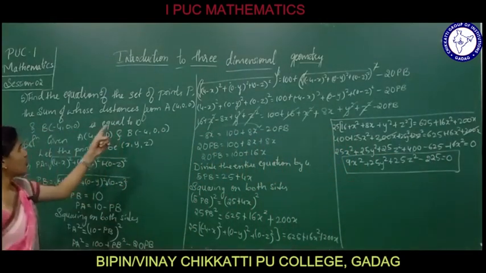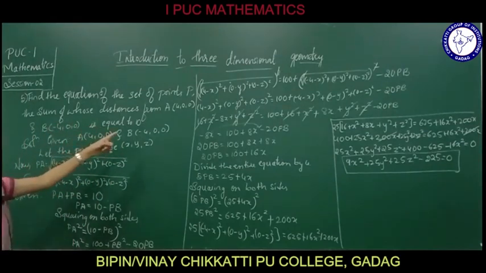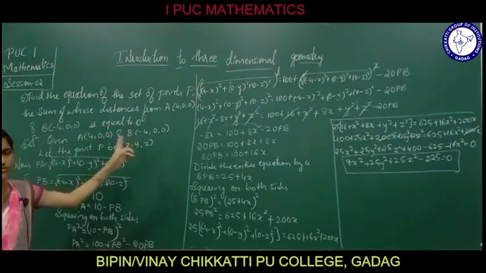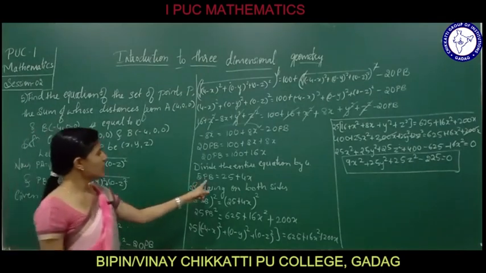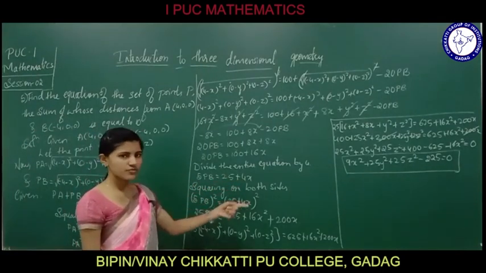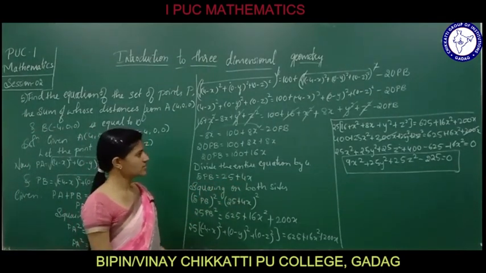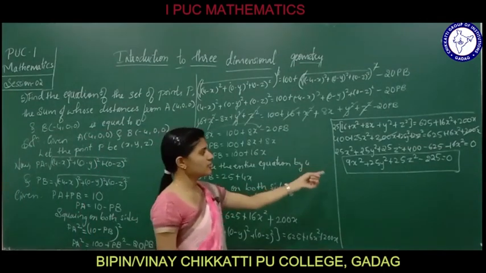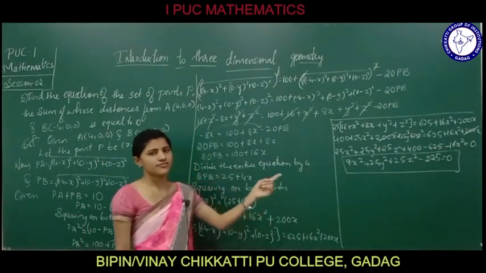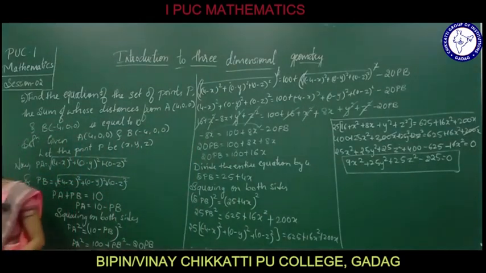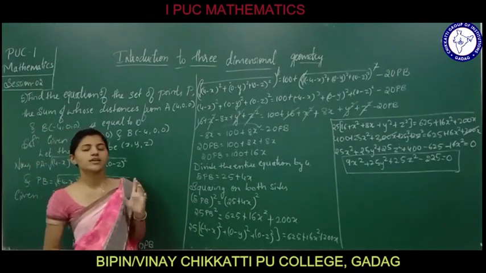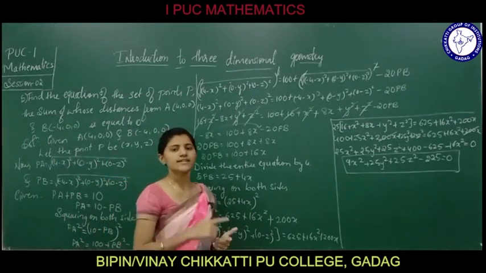That is a point whose sum of distances from these 2 points is equals to 10. What did we do? We first found the distances. They had given that the sum is equals to 20. Squaring on both sides, we got 5PB is equals to 25 plus 4x. Again we squared this. On further simplification, we got the required equation for the set of points. So now we have solved the problems using this distance formula.